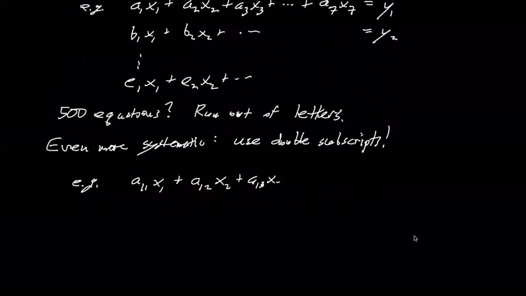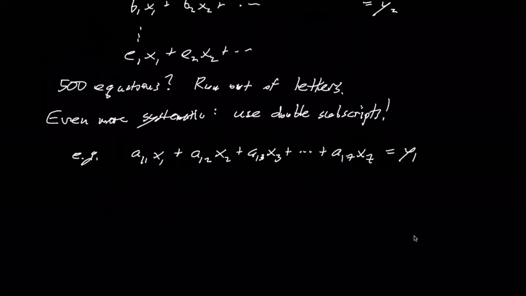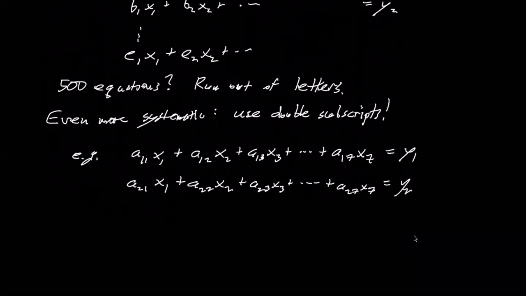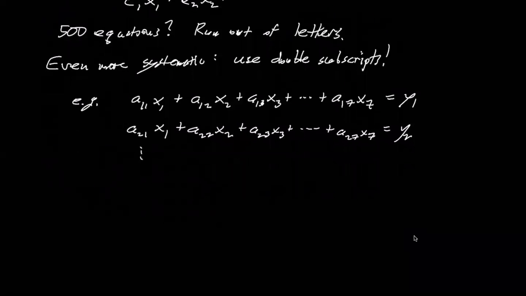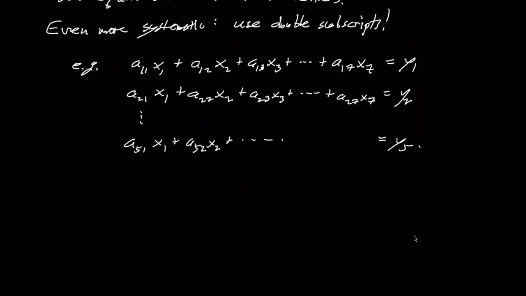Then a13 x3, up to a17 x7, and I can still say it equals y1. For the second equation you now start your double subscripts with 2. So the second equation, first coefficient, a21. Second equation, second coefficient, a22. Second equation, third coefficient, a23. Second equation, seventh coefficient, a27, and then x7. Notice that this now generalizes. If we had 5 equations, the last one would be a51 x1 plus a52 x2 plus so on. And this works for any number of equations, any number of variables.